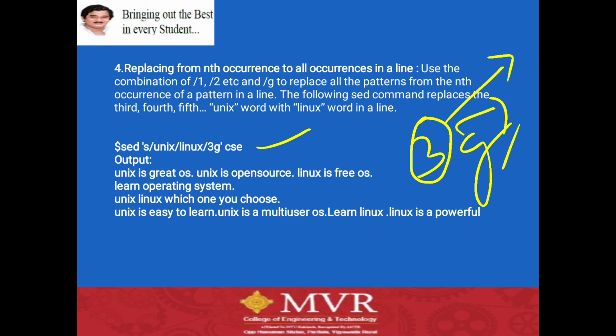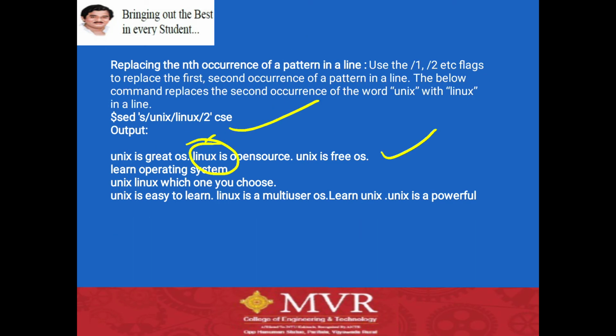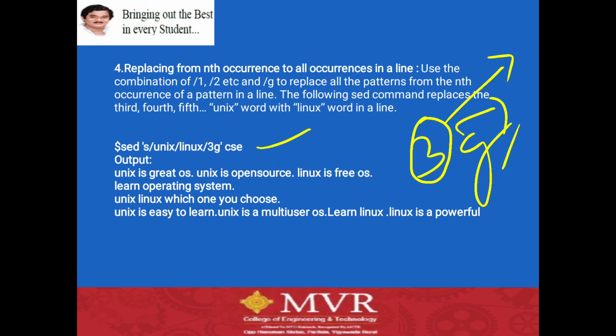For substitution, I think these are four examples. The first example is simple: you can replace any given string with another string, but without any options, just the first occurrence will be replaced. In the second example, you can replace the nth occurrence, that means second, third or fourth, by using the number of the occurrence. In the third case, by using G you can replace all the occurrences. Then from one position to the last position, that means from the third occurrence to last, or second occurrence to last, or first occurrence to last, you can do by using this type of syntax.